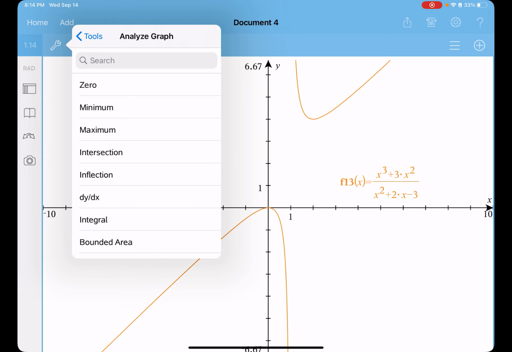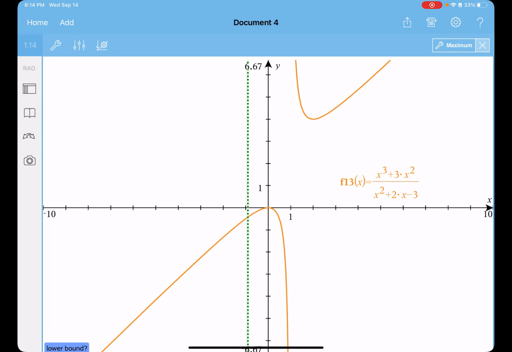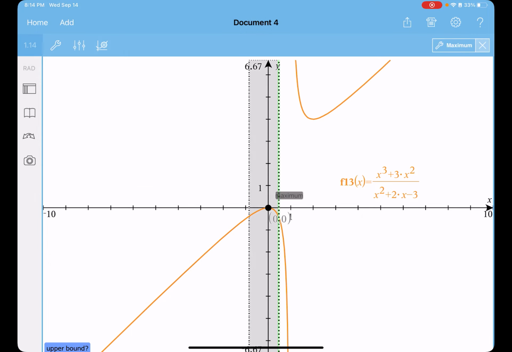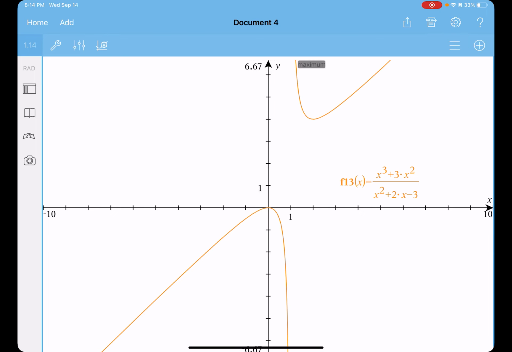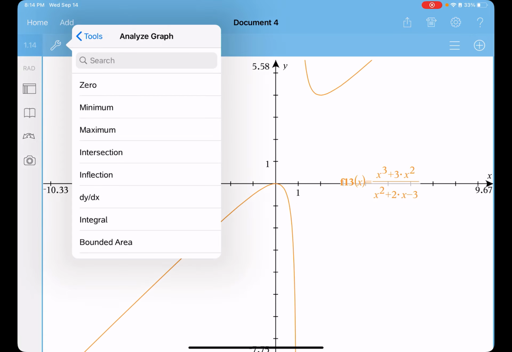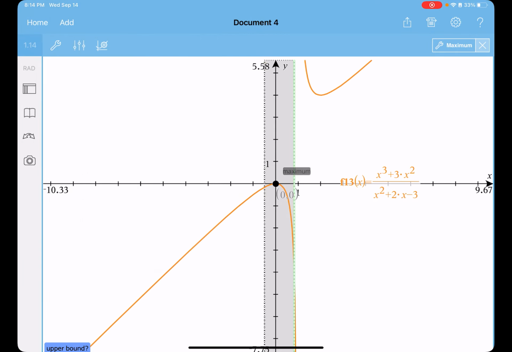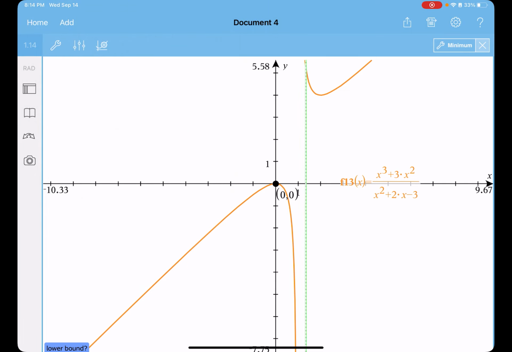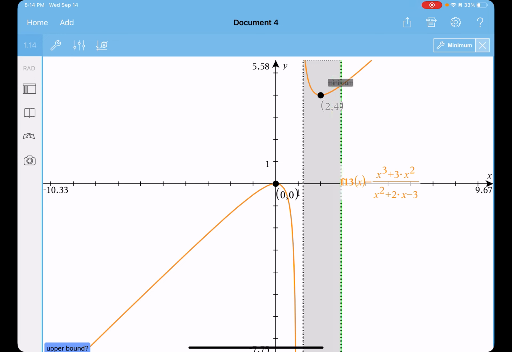So analyze graph maximum. The bottom one down here is a maximum. So I'm going to put the first line on the left and then drag it to the right. I don't know where it went. Let me do it again. So you can see that the maximum is at the origin 0, 0. Why is it going away? Okay, 0, 0. Now let's find the minimum value of the upper part. So always put it to the left and then drag it to the right.